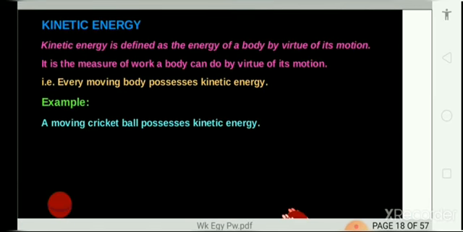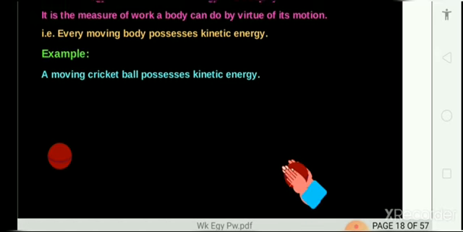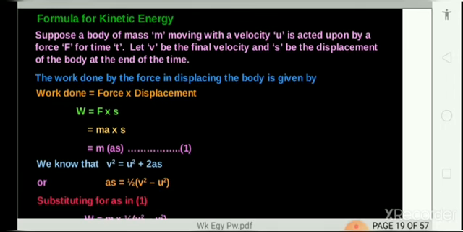Kinetic energy. Kinetic energy is defined as the energy of a body by virtue of its motion. When an object is in motion, it has kinetic energy. When you are walking, or a cricket ball is thrown, it has kinetic energy. When you are sitting, you have a different kind of energy.